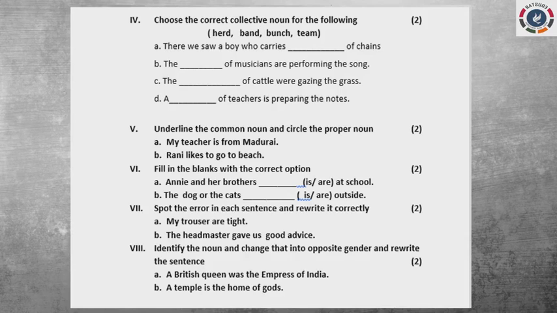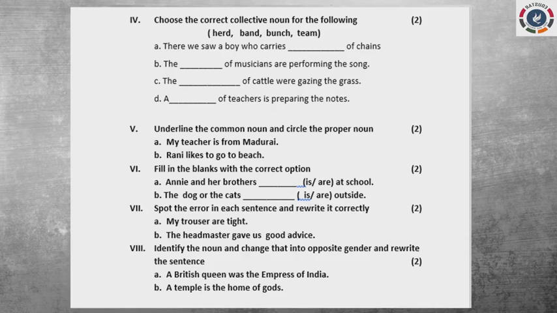And the 5th one is you have to underline the common noun and circle the proper noun in the sentence. For that you have to write the sentence first, and then underline the common noun and circle the proper noun. And fill in the blanks. For that this one answer is enough. You have to fill in what will come in the dash.